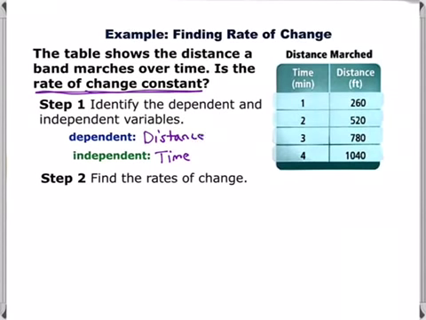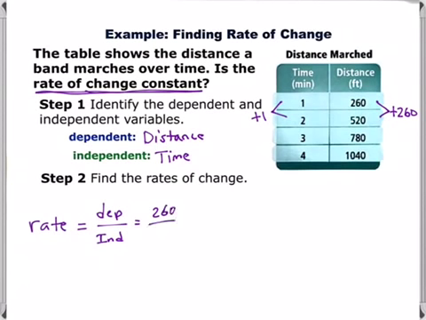And so to determine whether or not the rate of change is constant, we need to calculate the rate of change at certain intervals. So from 1 second to 2 seconds, or 1 minute to 2 minutes, we have a change in distance from 260 to 520. So as our independent changes by +1, the dependent changes by plus 260. So that rate of change can be calculated by taking your dependent variable change over your independent variable change. So in this case, that's going to be 260 over 1. So the rate of change there is just 260.